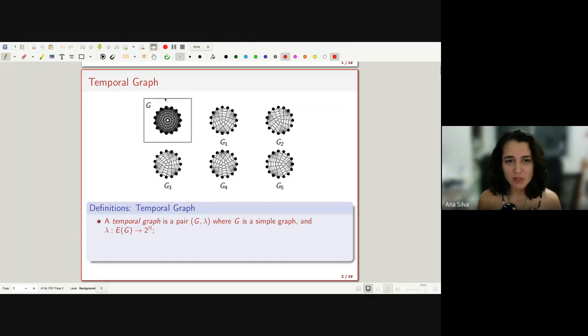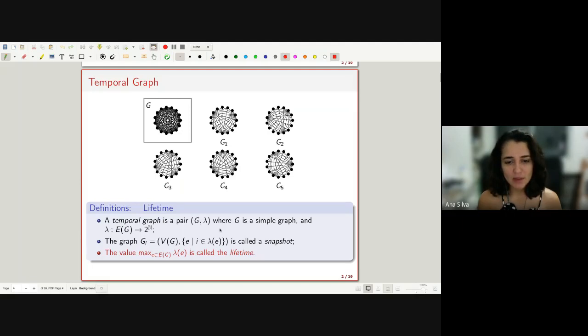You have the basic graph, G, and you have the first one, the second one, so just a sequence of subgraphs of G. Each graph in this sequence will be called a snapshot. And finally, we are working with finite things, so the maximum value of the function over all the edges is going to be called the lifetime.